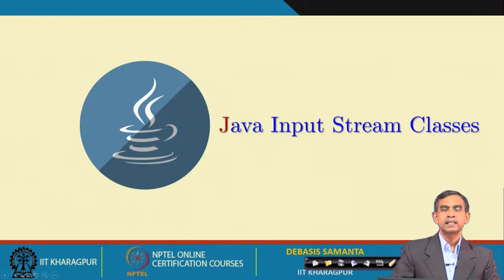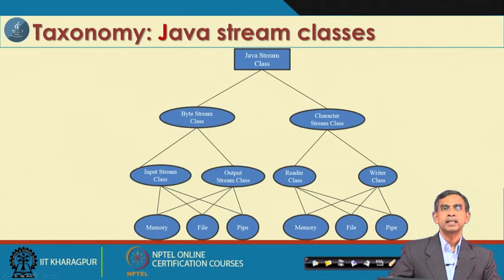Let us first discuss each class individually, one by one. First, let us discuss the Java input stream classes in the java.io package. As I told you, input stream classes are meant for reading something from memory, a file, or a pipe, and as they belong to the byte stream classes, they read in the form of bytes.